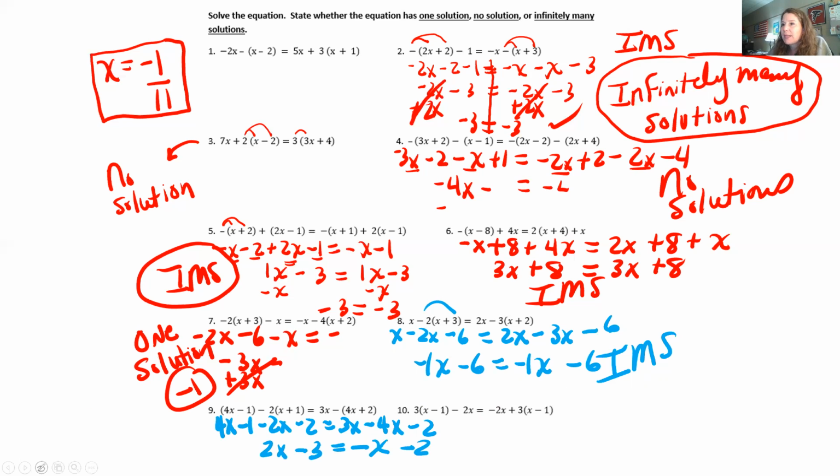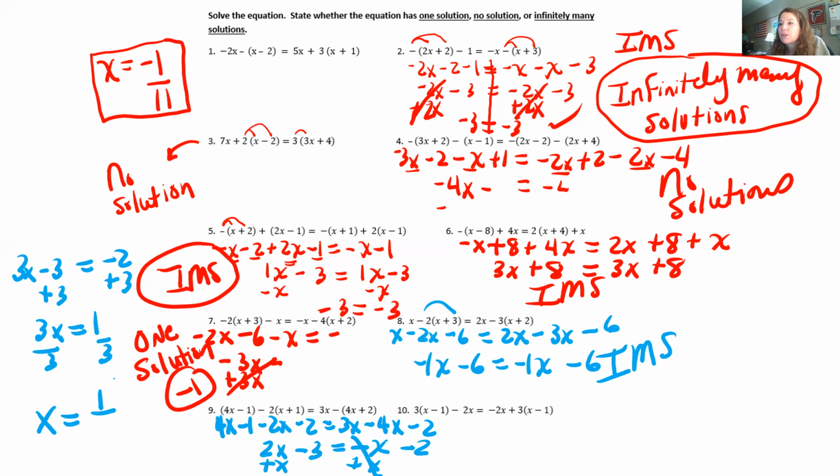All right, I'm going to have to make some space. I'll just write right here. All right, so then I'm going to add this x to both sides to get my x's together. So this is gone. I'm left with 2x plus 1x is 3x minus 3 equals negative 2. Now I'm going to add 3 to both sides. So I get 3x is equal to positive 1. And then when I divide by 3, I get x is equal to positive 1/3. So I have one solution.